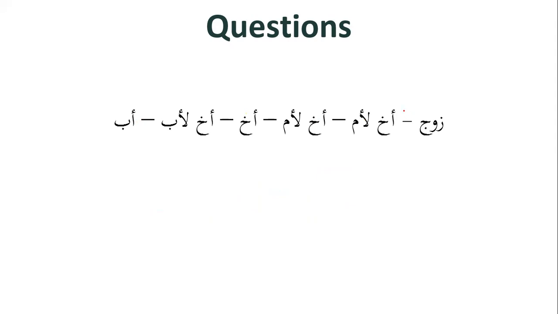In this question, we can see there are no Bints, no Ibns, no Bints, and hence the Zawj will receive half of the inheritance. We've also covered the Akh li Ummin. We know they'll be mahjub because of the Ab. And we've also covered the Ab, and we know that the Ab will receive Asaba.